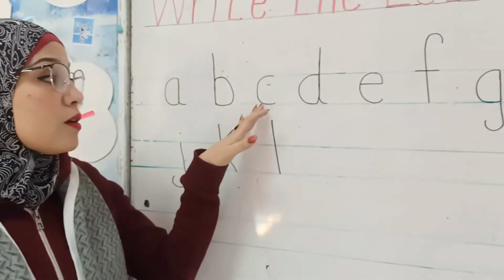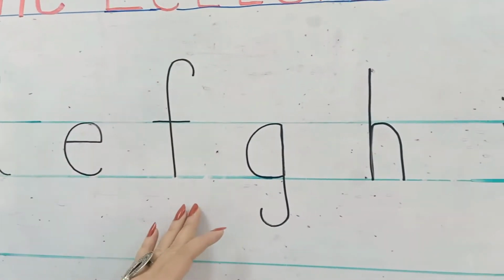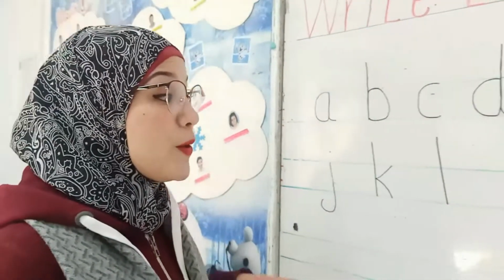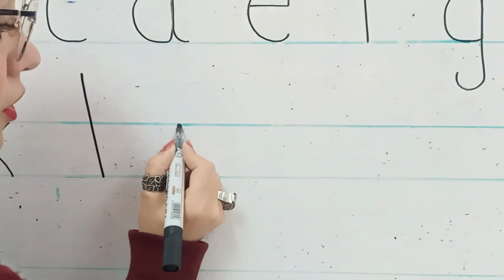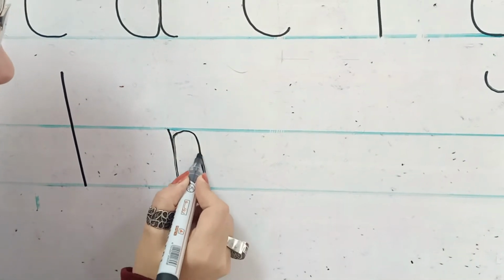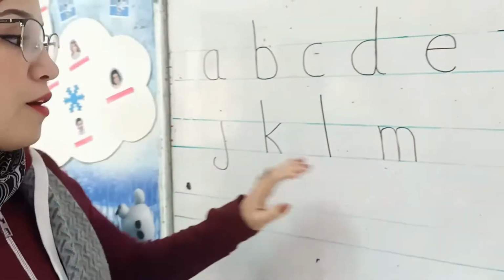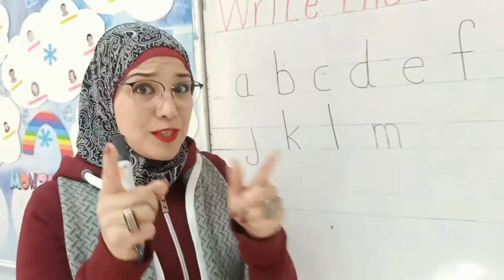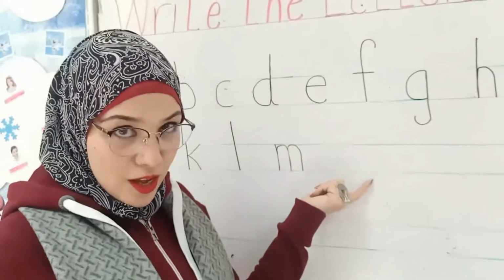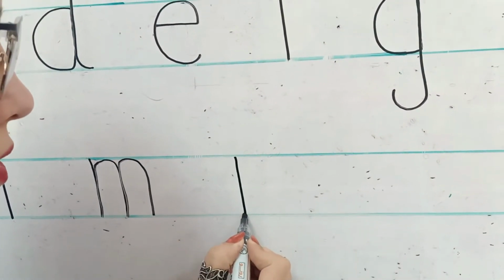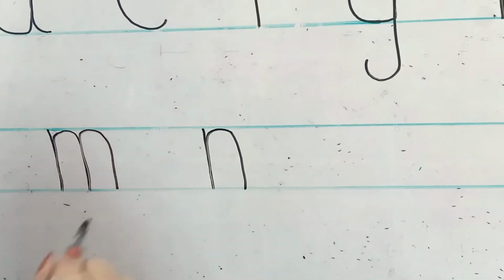A, B, K, D, E, F, G, H, I, J, K, L. What comes after L? M, super. How to write letter M? Starting point, down in a short stick, up and down in a bridge, up and down a bridge. After M comes N. How to write letter N? Starting point, down in a short stick, up and down a bridge.